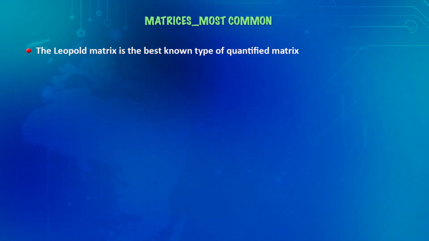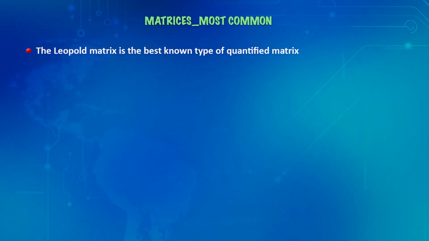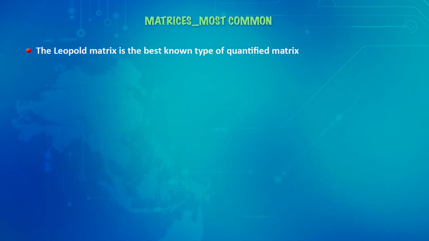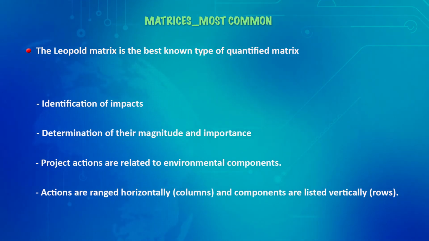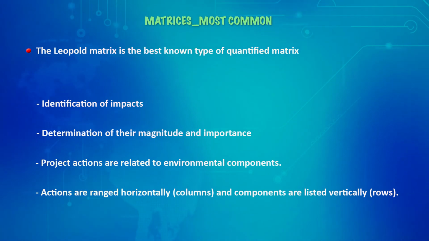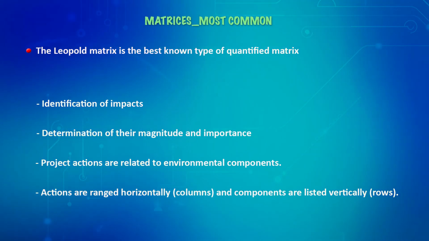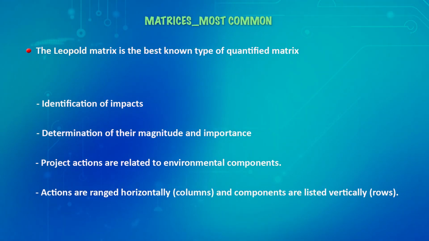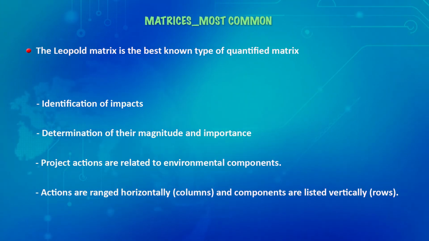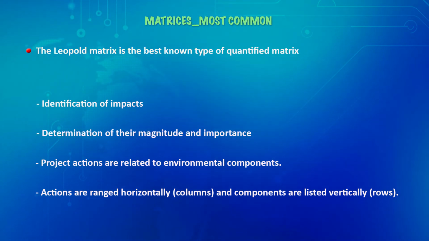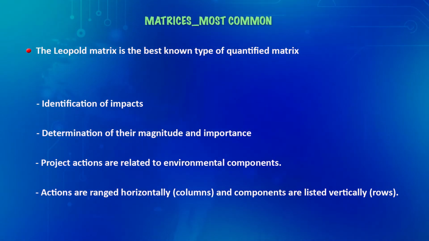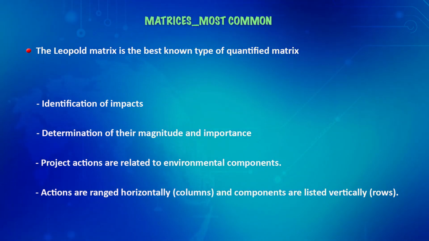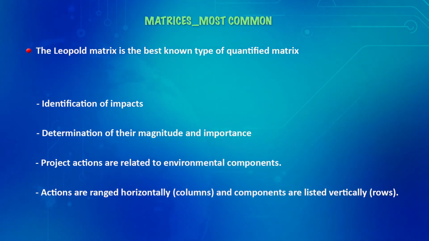The last one is the Leopold matrix. It is in fact the best available matrix as far as quantified matrices are concerned. The basic purpose of this matrix is the identification of impacts, and also the determination of their magnitude and importance. That is the most important thing, because we need to determine the magnitude and importance. The next one is the project actions. They are related to the environmental components, and as I said, each and every cell in a matrix reflects the interaction between the environmental component and the project action.